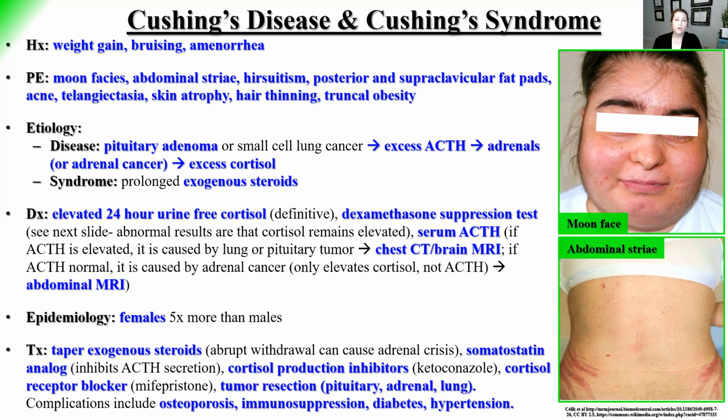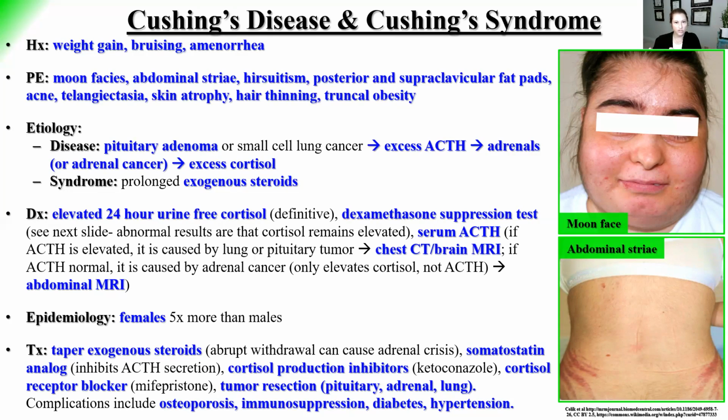The difference between Cushing's disease and Cushing's syndrome is that you remember S for S. Syndrome is due to exogenous steroids, whereas disease is due to a pituitary adenoma most commonly. There are two main causes of Cushing's disease. A pituitary adenoma or a small cell lung cancer can cause excess ACTH. The ACTH works on the adrenal glands, or you could have an adrenal cancer itself that's producing excess cortisol. We're going to look at this in just one slide in a minute.